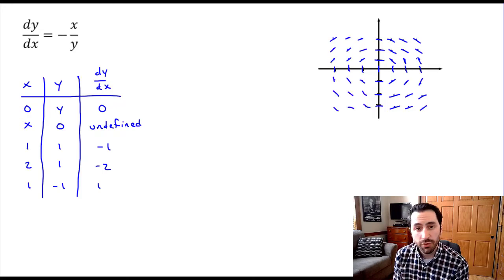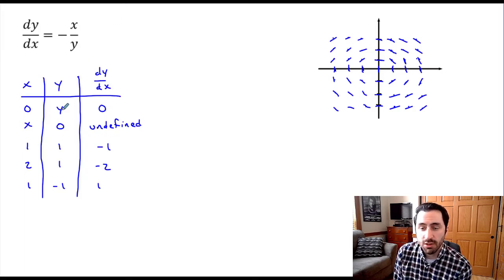Okay, so I went through and I finished up the rest of the points, putting in little line segments to represent these slopes at each of these tangent lines. As I talked about in the beginning, we can take a look at when y is equal to 0 or when x is equal to 0 to notice some patterns.